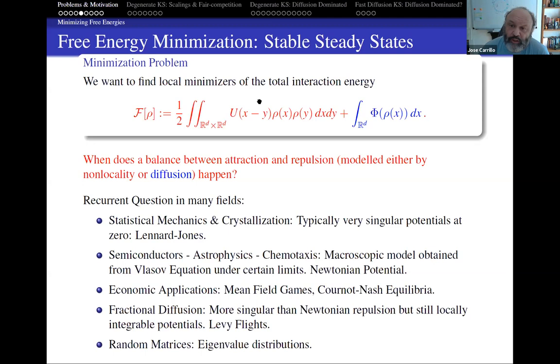There are plenty of other applications that I don't want to enter into today, but of course, if U is more singular than Newtonian, then this corresponds to a kind of fractional Laplacian, fractional diffusion term that has been studied by many authors, and some of them are listening to me, like Juan Luis Vázquez or Matteo Bonforte and others. Then there are some connections with random matrices for particular choices of the potential.